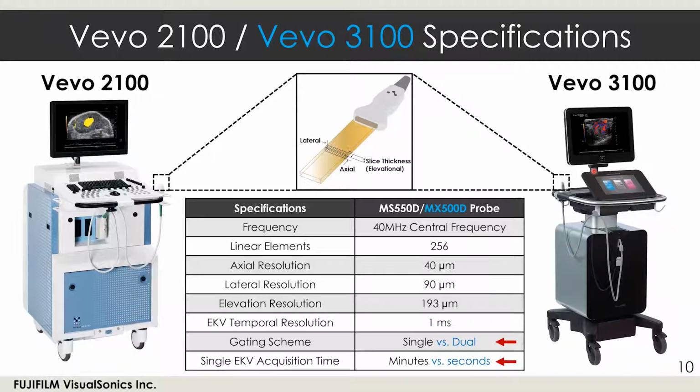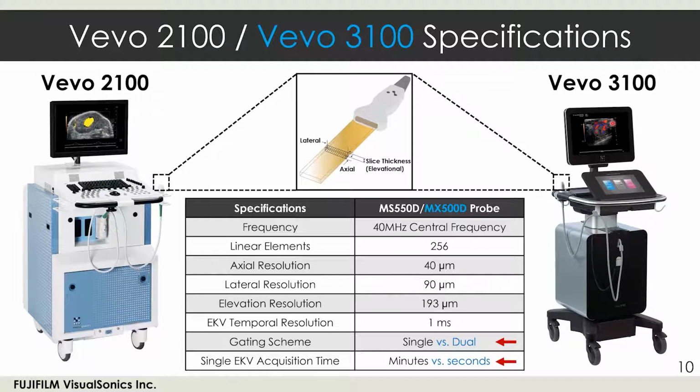One of the advantages of the 3100 Vevo ultrasound system is that it has a really high frequency transducer, giving us axial, lateral, and elevation resolution that allows us to characterize and identify features in the myocardium regarding the contraction and also infarct location.